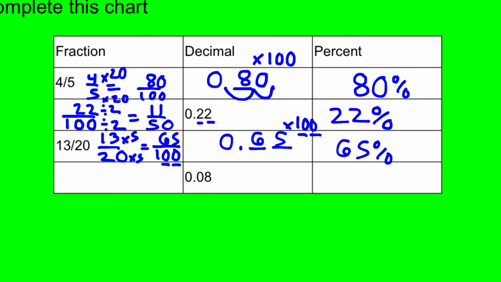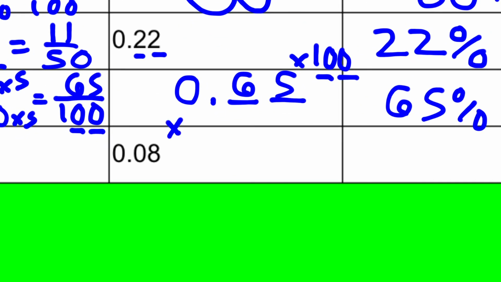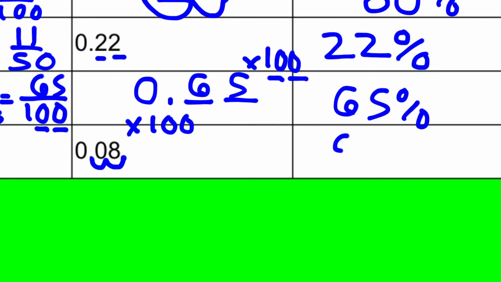Okay, last question. 0.08. It's got a decimal there. Well, maybe I'll turn it to a percent first by mentally multiplying by 100. Shift the decimal 1, 2. The decimal ends up behind the 8. So that means that's 8%.